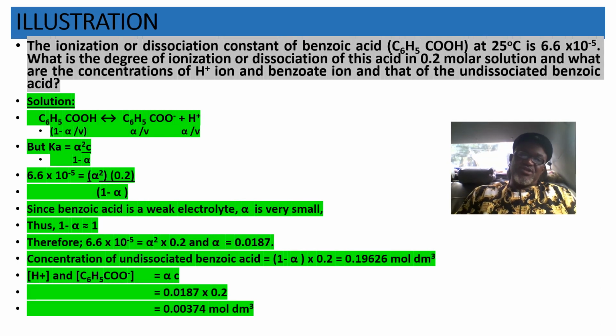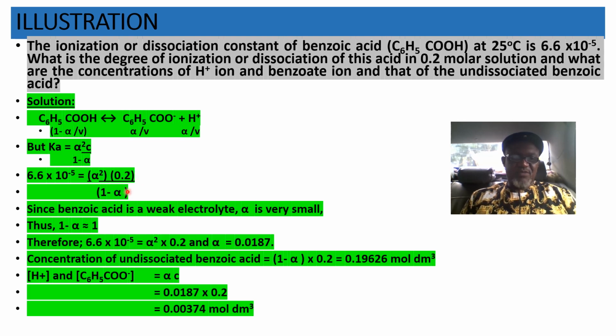To look at an illustration, we use an illustration for our Ostwald's dilution law. The ionization or dissociation constant of benzoic acid is this. What is the degree of ionization or dissociation of this acid in 0.2 molar solution? And what are the concentrations of hydrogen ion and benzoate ion of this acid? Look at it. This is the dissociation. We'll apply our equation again, substitute.